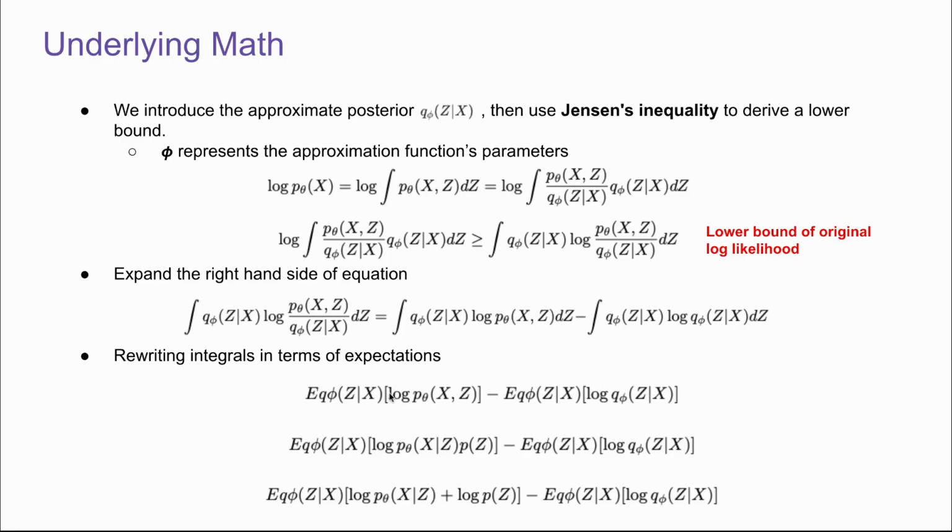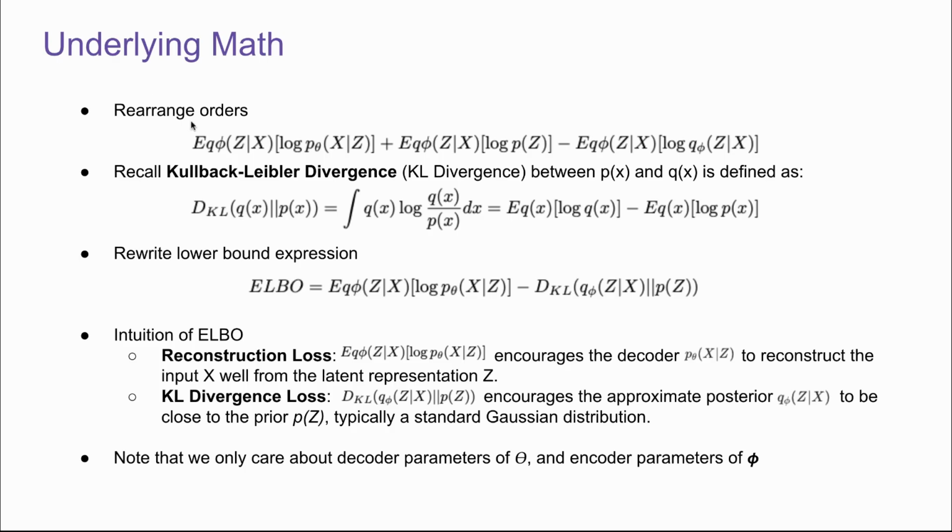We have this, and then we rewrite the probability of x and z to the chained probability of z and then probability of x given z. Since this is log, we transform the multiplication to addition. Next, we are going to rearrange the order a little bit to this, and the reason is the KL divergence.